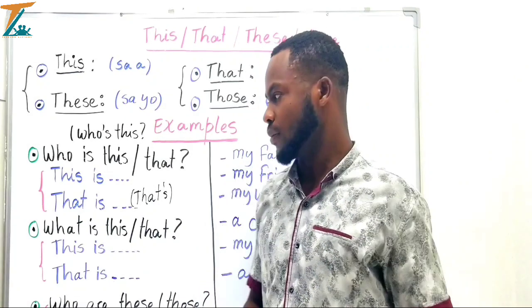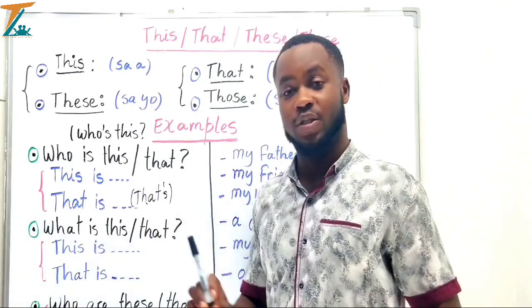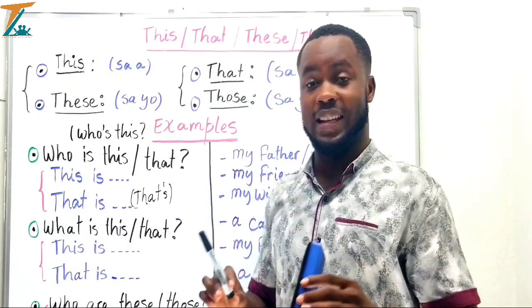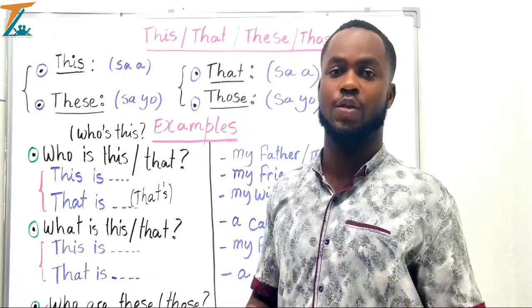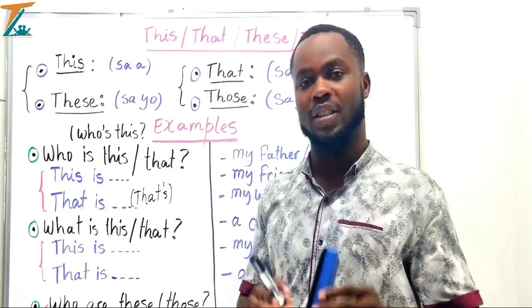Very simple. Now we can use this and that as demonstrative pronouns. Let's see now the second question where we can use this and that as demonstrative adjectives.